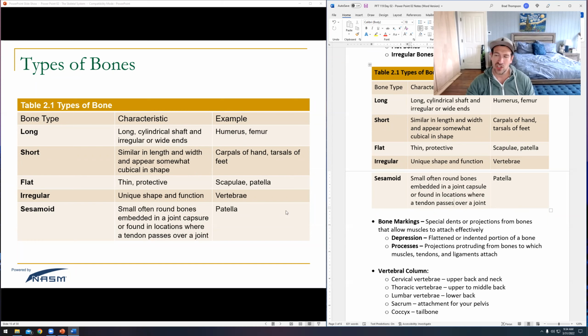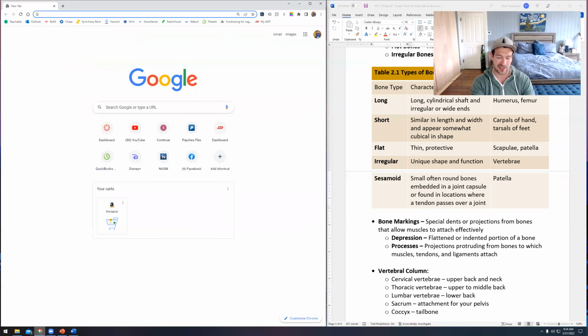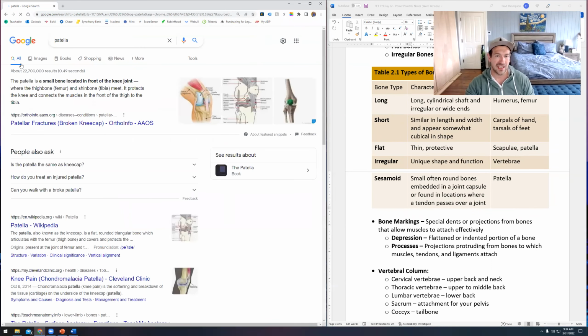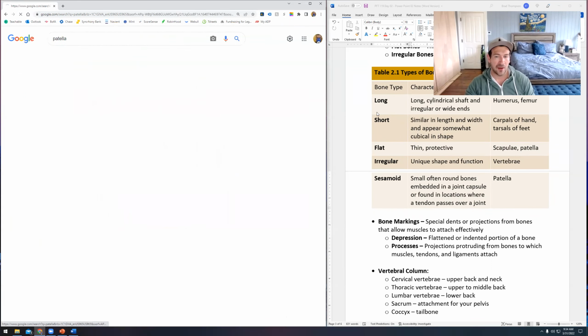Instead, it's just kind of floating in a little bubble within an actual joint. So your patella is a really good example of this. You look at your patella, it sits here on the knee, right? It just kind of lives in front of your femur and your tibia.